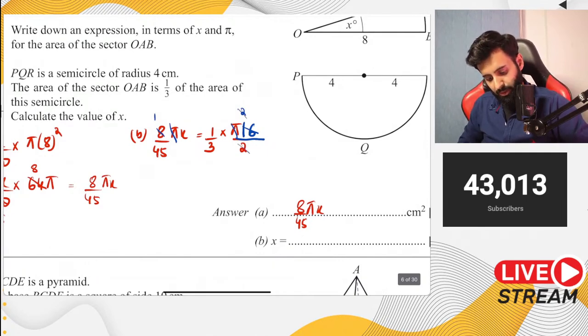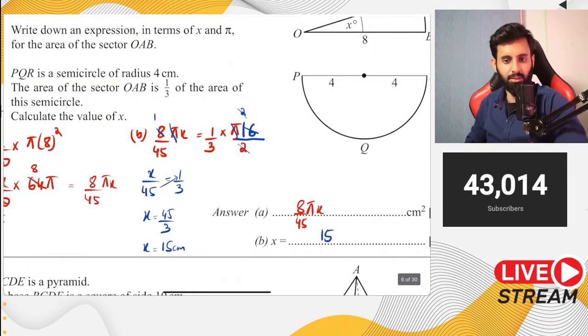All right, so here's what we're looking at: x upon 45 equals 1 upon 3. Cross multiply, x equals 45 upon 3. So what's x equal to? x is equal to 15 centimeter. And there you go, that's your answer.